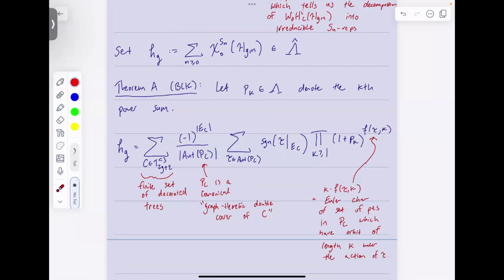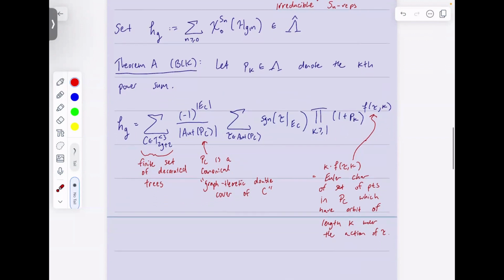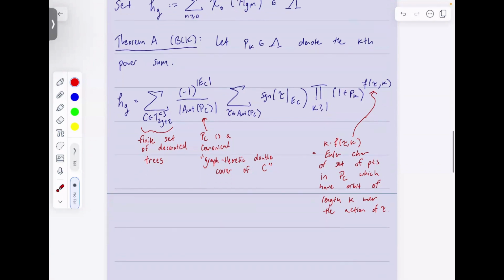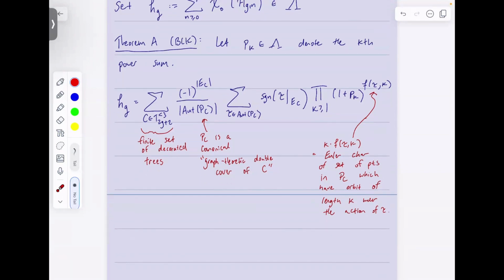Okay, so maybe a first takeaway from this theorem is that this is a finite sum over decorated trees. We have some finite graph covering each tree, and then we have some finite set of automorphisms of that graph. And then we have some factor that's encoding some statistics about how the automorphisms are acting on the graph. So this is something you can implement on a computer, and you can calculate these generating functions pretty explicitly. So in the paper, we include calculations up to, I believe, g equals 7.